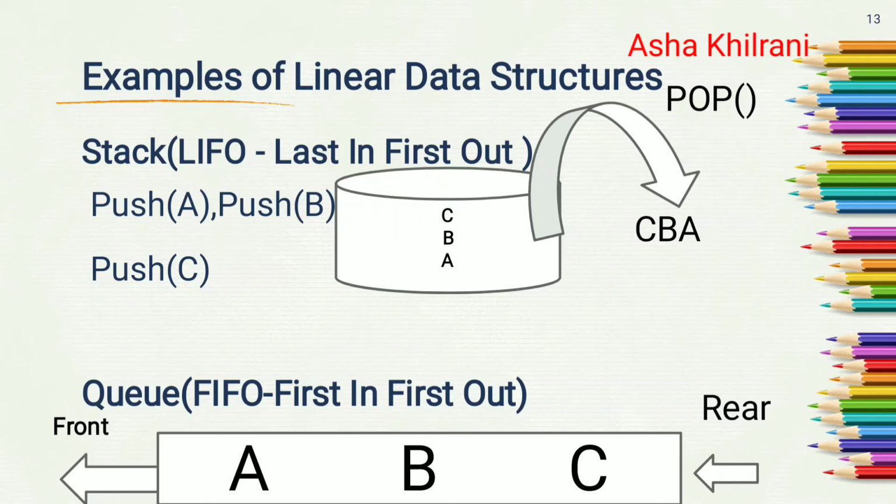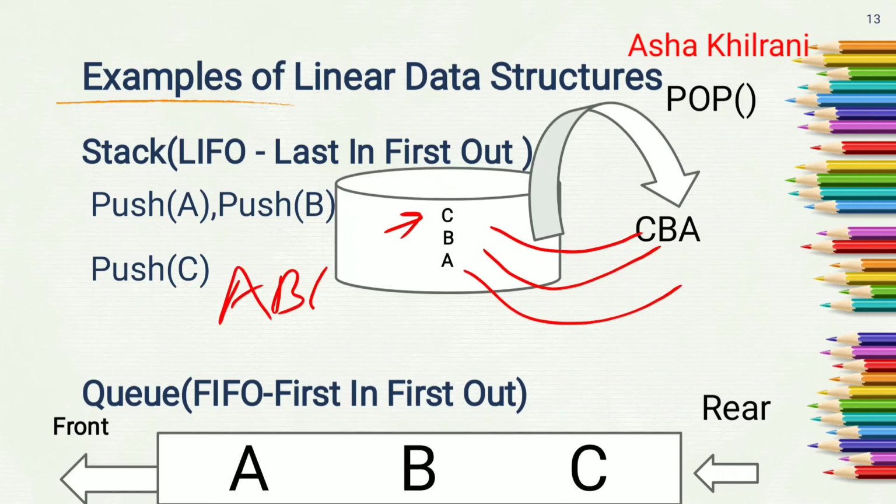So in the stack data structure, the element which you insert last will be out first. That's why it is called last in first out. As you can see, you inserted C last in the stack, but when you pop or access elements from the stack, first you will get C, then B, then A. So the insertion order is A, B, C, while the accessing order is C, B, A. That's why it is called last in first out.